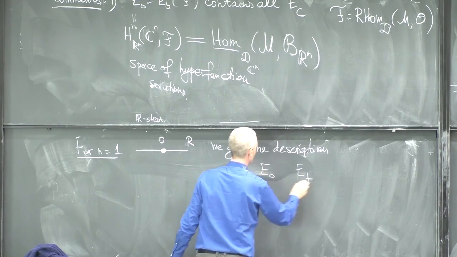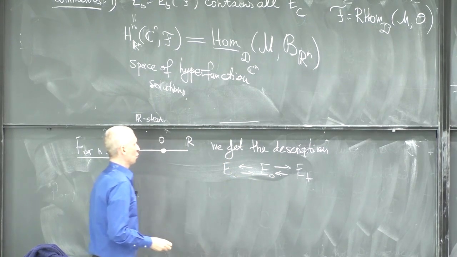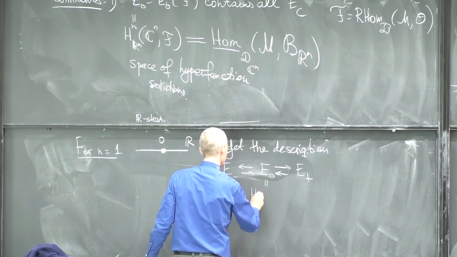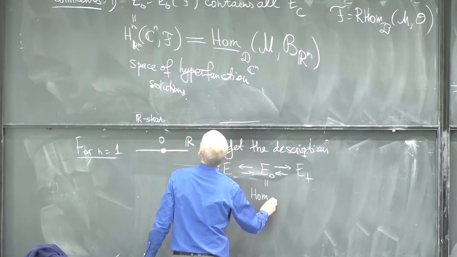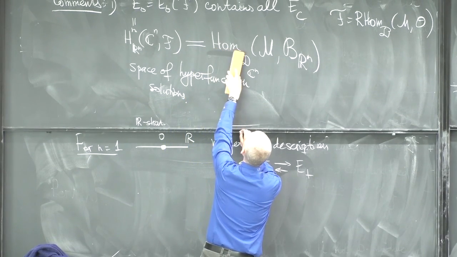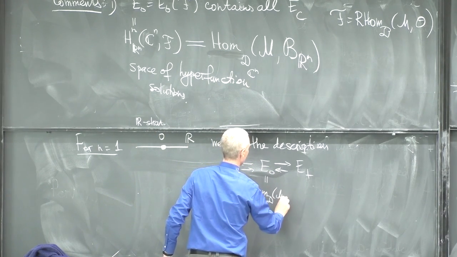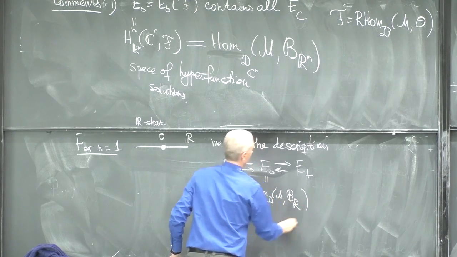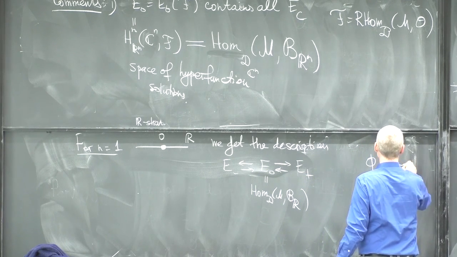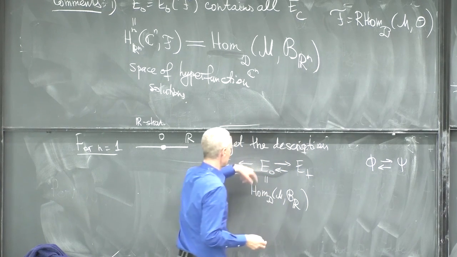0 is plus and minus. So, and this, as I say, is the space of hyper function solutions, Hom D. Actually, I probably need to erase this simple Hom D from M to BR. So, and compared to the standard description with phi and psi, this space E0 has the same dimension.